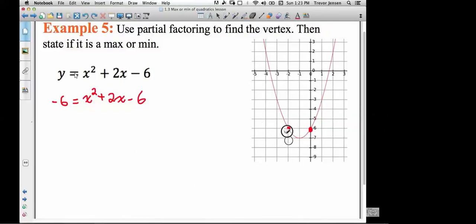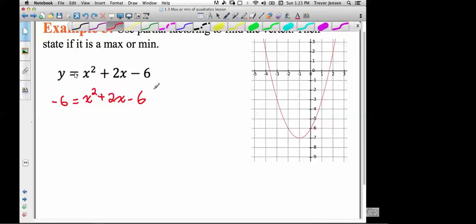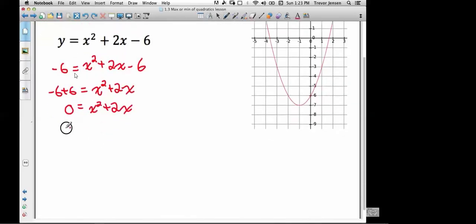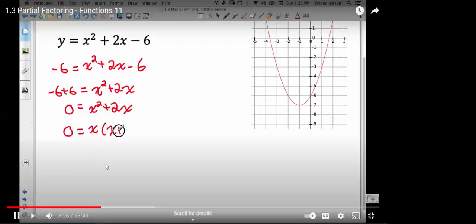Okay, so let's actually do algebraically what I just explained. Let me erase these. So I've set it equal to the y-intercept. Now I'm going to solve for the two x values that have that y value of -6. So step 1, I'm going to move this -6 to the other side: -6 plus 6 equals x squared plus 2x. So I have 0 equals x squared plus 2x. Now I need to solve this for x, and in order to do that, I have to factor. So I'll common factor the right side. I can take out an x, and I get x plus 2.